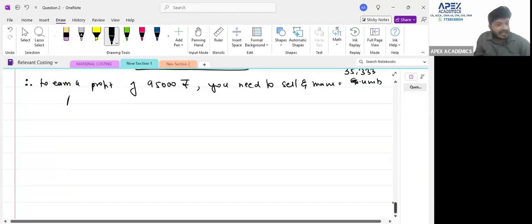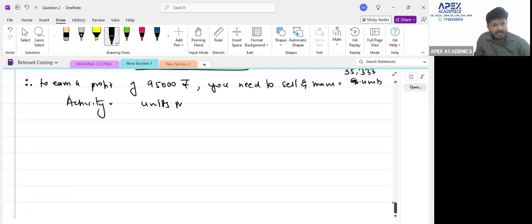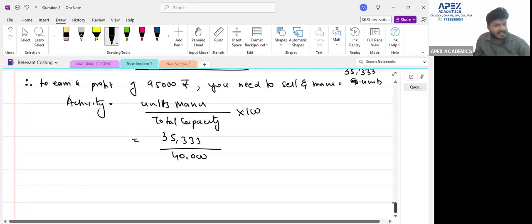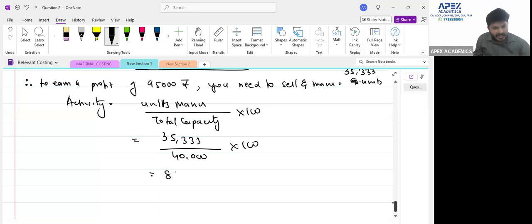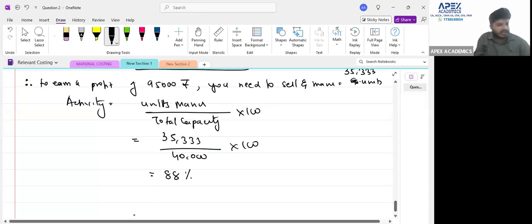Yes. Now activity level, you saw, activity level is what? Units manufactured divided by total capacity, multiplied by 100. How many units manufactured? 35,333. How much is total capacity? 40,000, multiplied by 100. Take the percentage, divided by 40,000. What is your answer? Approximately 88%. So what is the activity level that you want in this question?